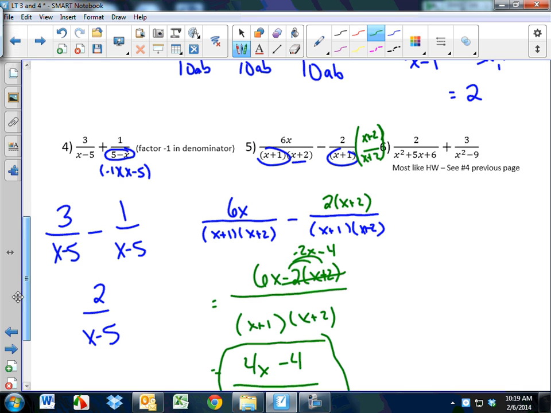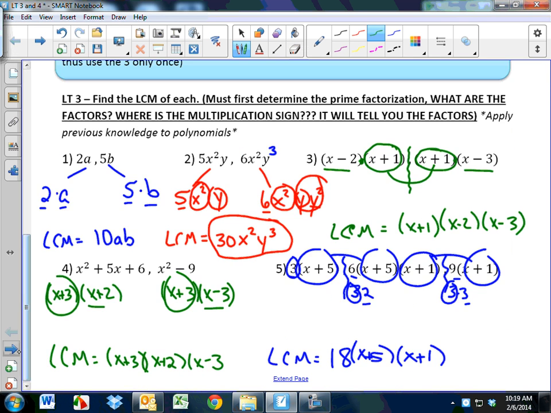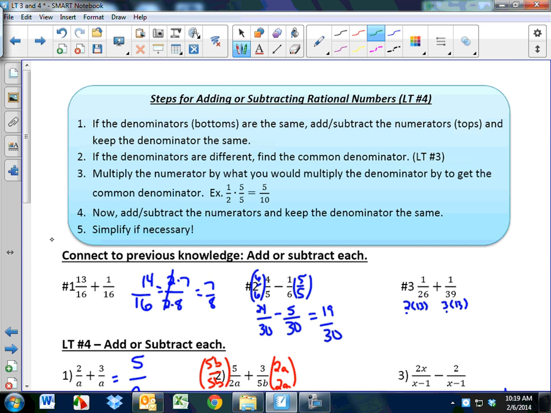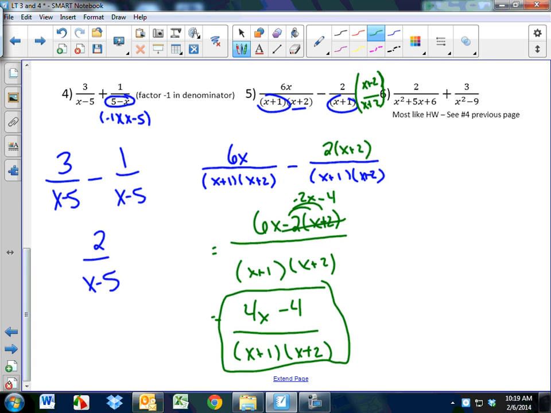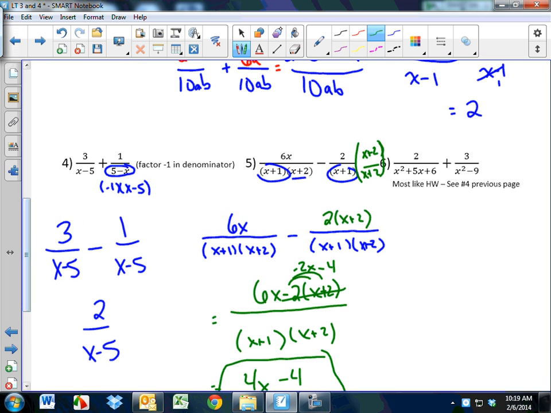It's the most like the homework. For starters, the denominators, x squared plus 5x plus 6 and x squared minus 9, we've already found that common denominator in video 3. So we go back. The common denominator was x plus 2 times x plus 3. I'm sorry, x plus 3 times x plus 2 times x minus 3. All right, put that to use. I think I might need to extend the page a little bit. It's going to be kind of tight to write this, so bear with me.